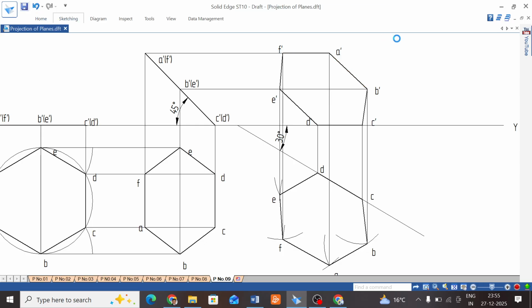Okay, this is your problem of hexagonal lamina, direct method of projection of planes, manual sketching. Check those. All the dimensions are shown, angles are shown. Then thin line, thick line according to your problem.